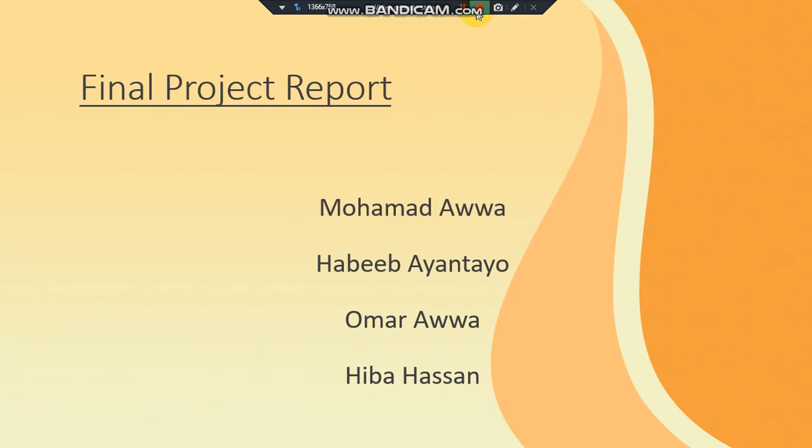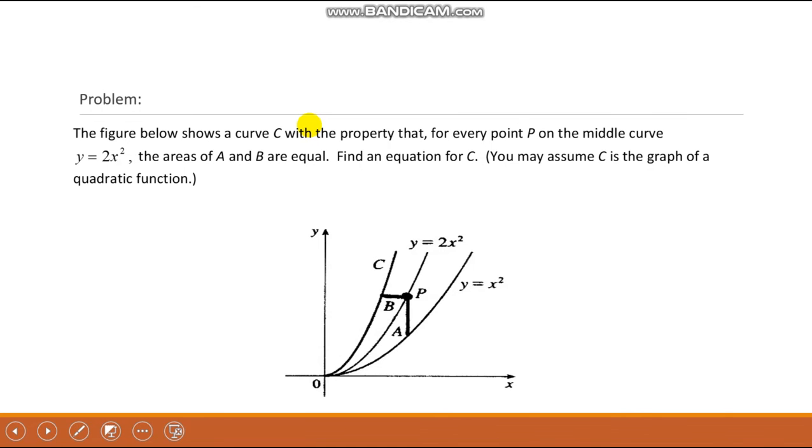So the problem states that the figure below shows a curve C with the property that for every point P on the middle curve y equals 2x squared, the areas of A and B are equal. And it states to find an equation for the curve C.